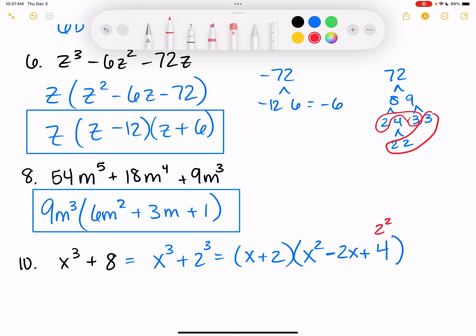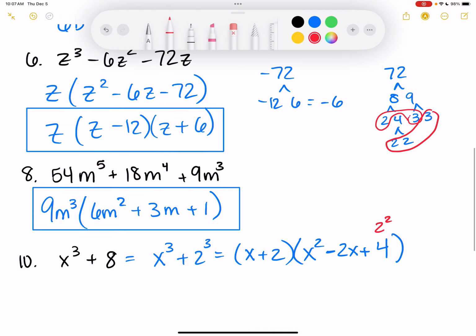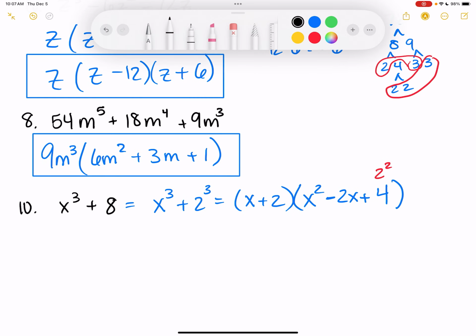So, let's see, 12. 27m cubed plus 1. The nice thing about these problems is they tell you that these are sum or difference of cubes problems, so that you kind of know what you're looking for. If it didn't tell you that, the instructions on your quiz or your test will just say factor the polynomial completely.